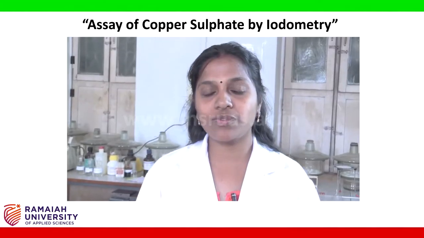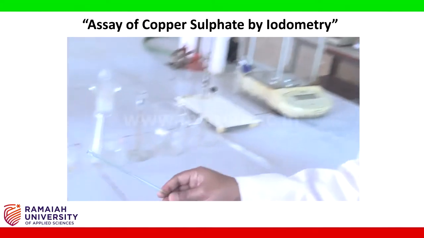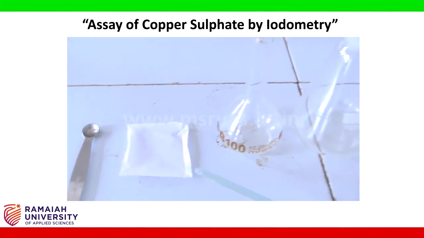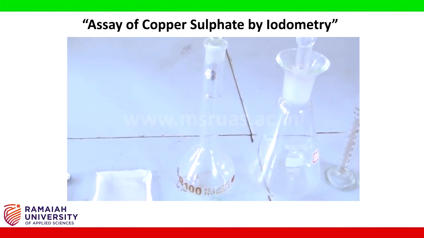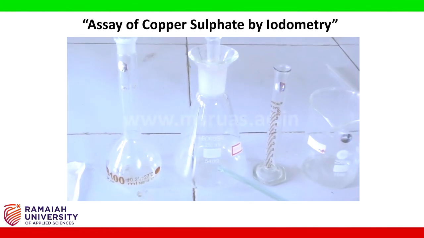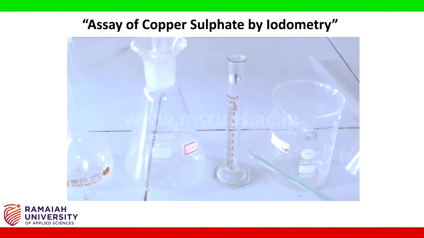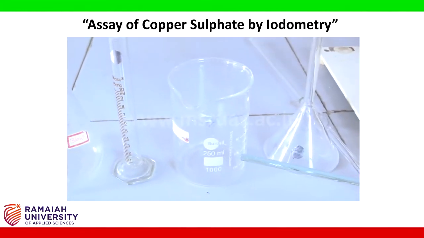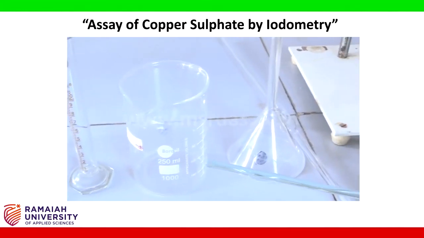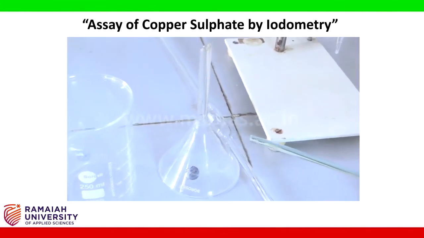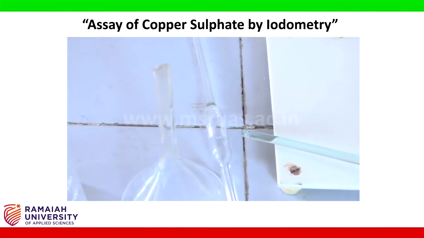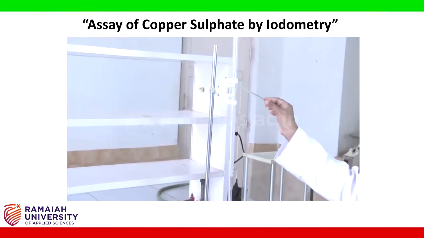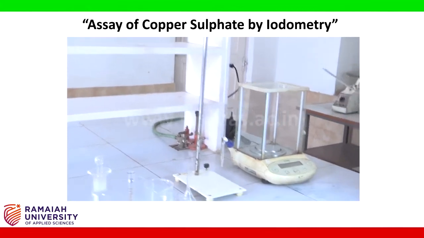The apparatus used for this experiment are spatula, butter paper, volumetric flask 100 ml, iodine flask 250 ml, measuring cylinder 10 ml, beaker 250 ml, funnel, pipette 10 ml, burette stand and digital balance.